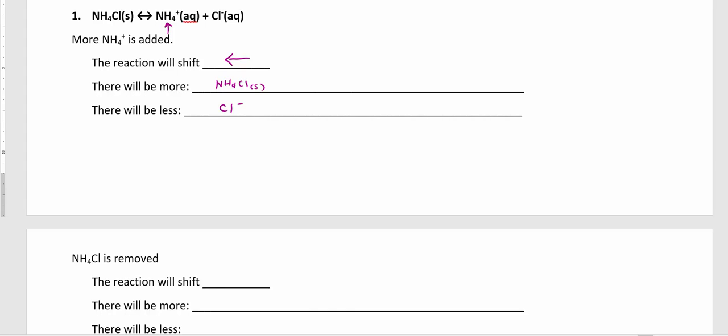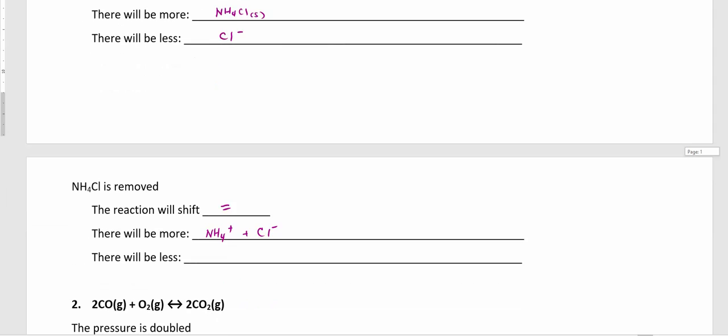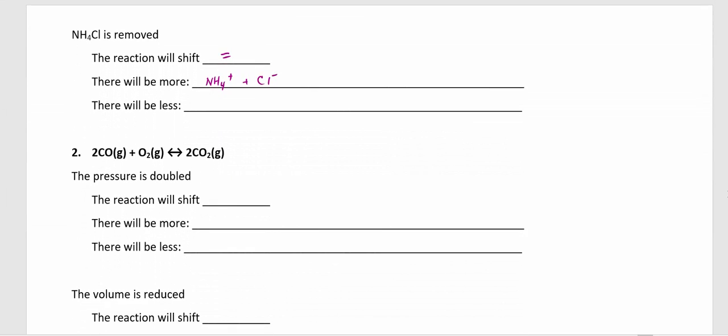If NH4Cl is removed, then we will make more of our ions. But we aren't going to necessarily shift the equilibrium because as long as we have solid, adding more solid doesn't change anything. So there really shouldn't be any change noted.